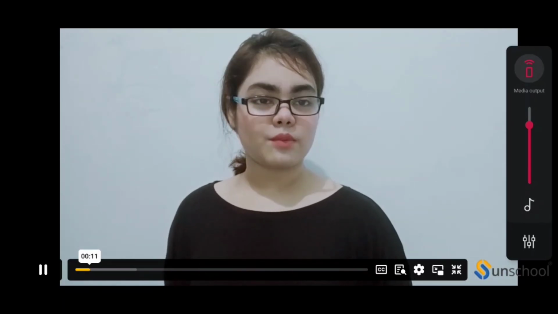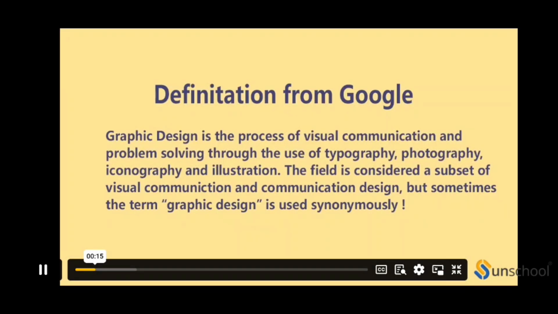Now, the first question that we have: what is graphic design? Let's see what the internet says. I got this definition from Google that graphic design is a process of visual communication and problem solving through the use of typography, photography, iconography, and illustration. The field is considered a subset of visual communication and communication design, but sometimes the term graphic design is used synonymously. Now, this is a fair definition of graphic design.